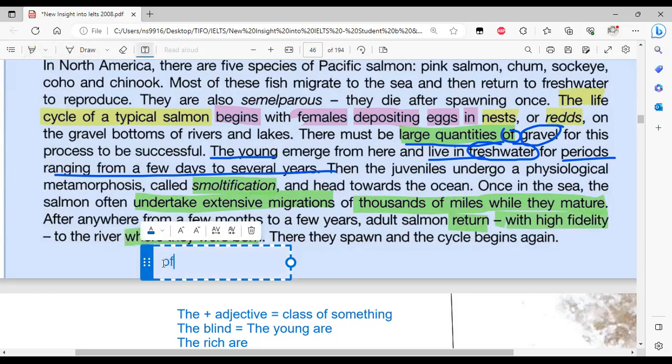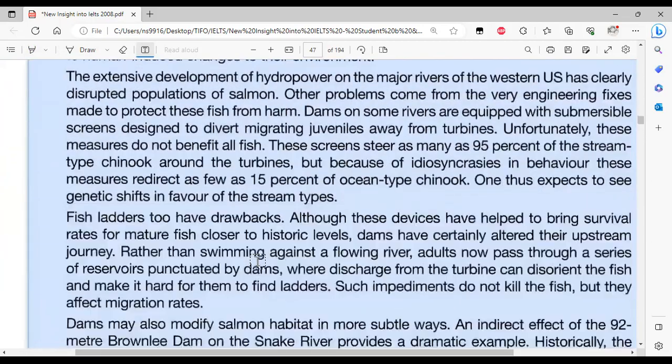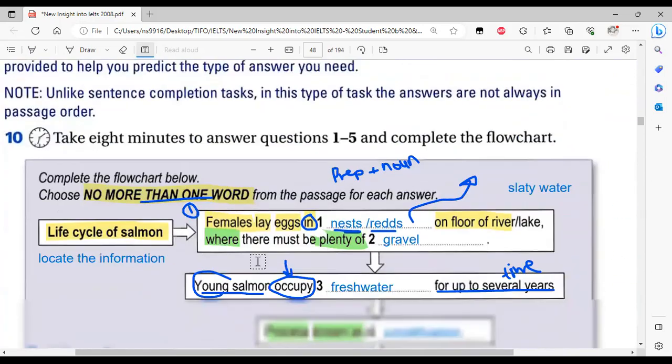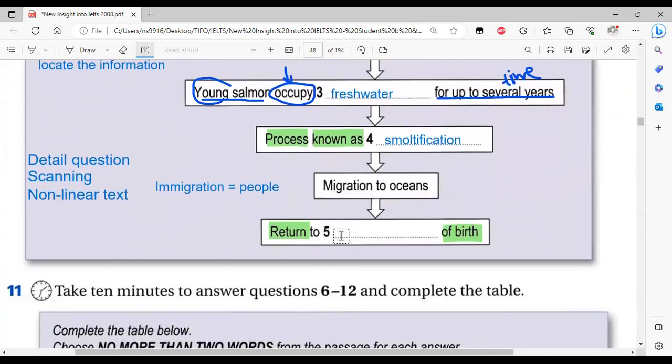So wherever, the answer, yes, exactly. They return to the river. In the summary, what do we have? We have, I think, of birth. There it gave us where they were born. Now here we have a verb, and then in the summary we have a noun. Okay. So here we will simply write: they return to what? River. Yeah. So they return to river. Okay. Good.